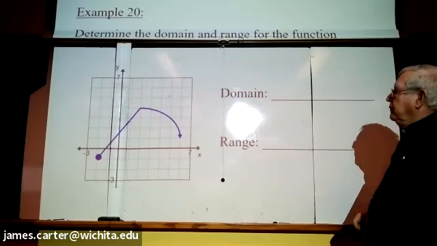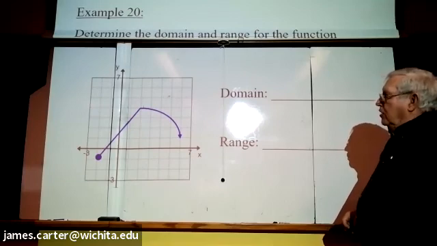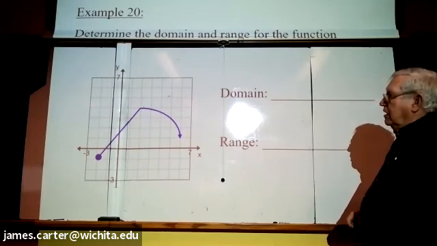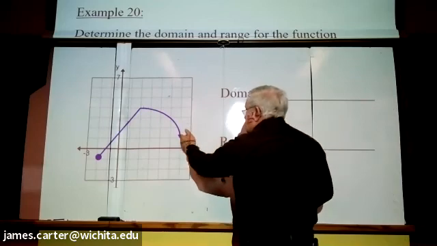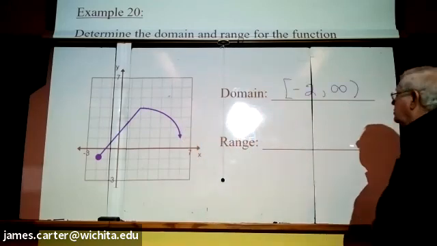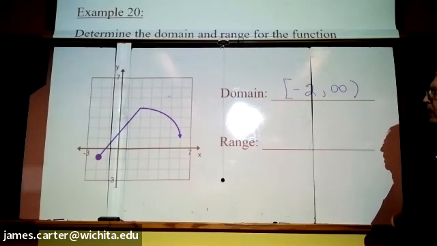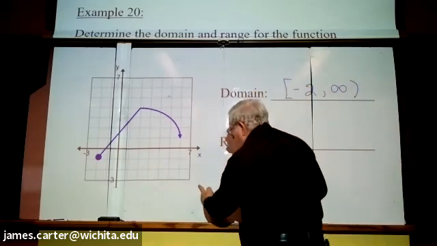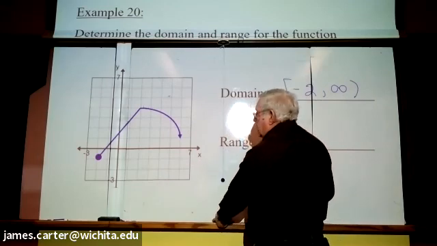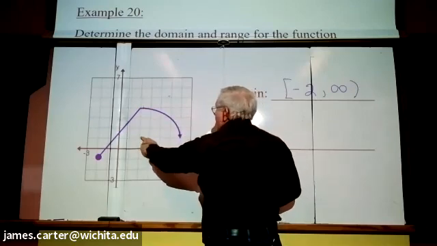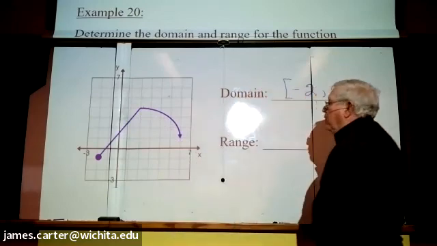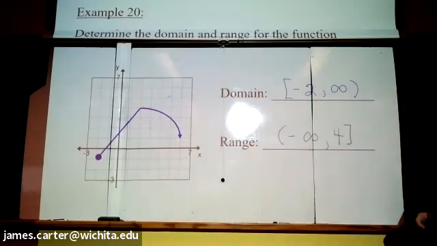Okay, this one, our domain starts at -2 for x, and this continues out to infinity. Our range, this is going to continue not only out, but down to negative infinity, making this the high point. 1, 2, 3, 4. And that high point is included. So negative infinity is the low point, 4 is the high point.